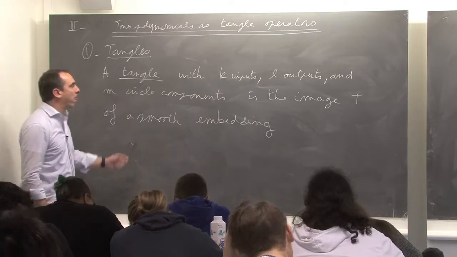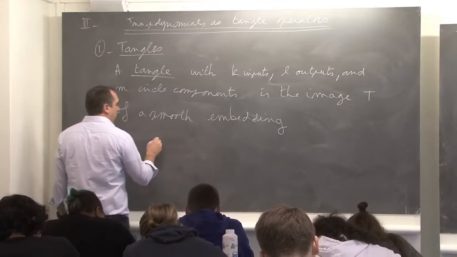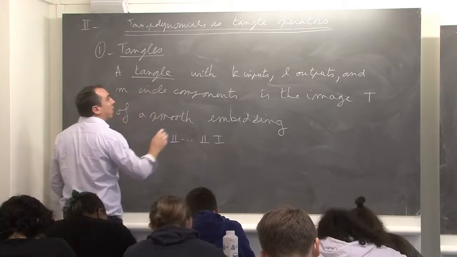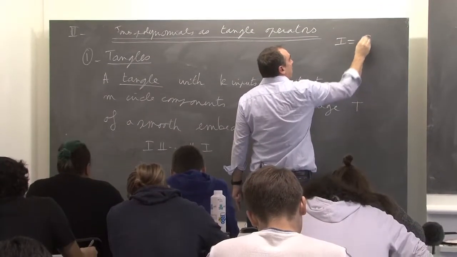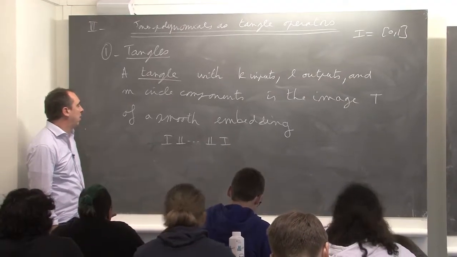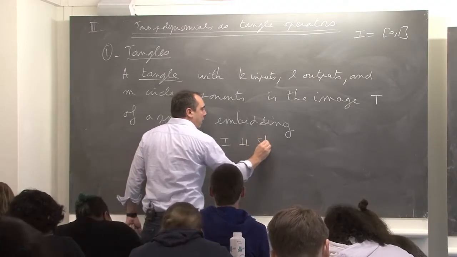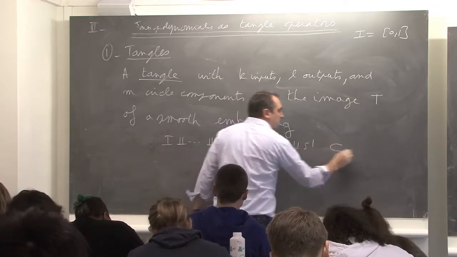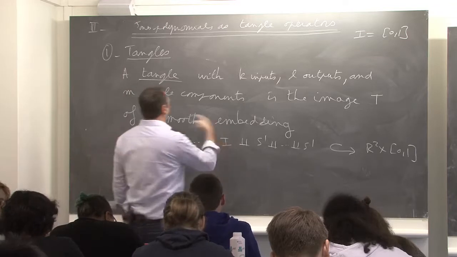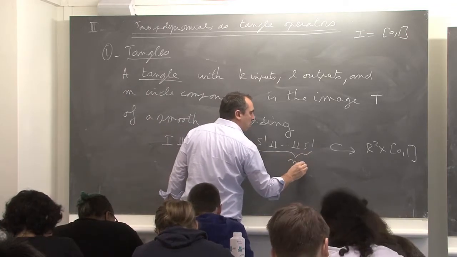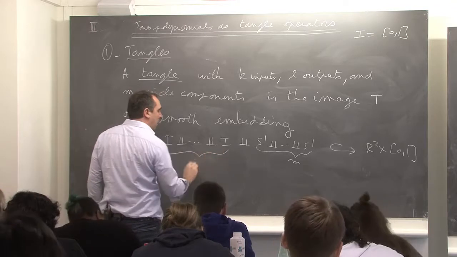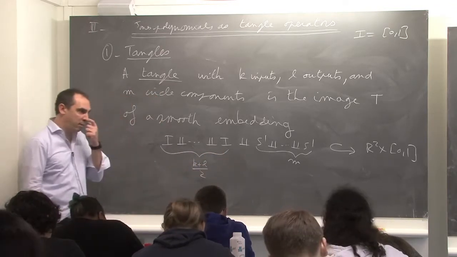So we want to embed some disjoint union of intervals. I will denote by I the closed interval [0,1]. So a disjoint union of a number of circles inside R^2 × [0,1]. Here we have m circle components, and the number of intervals is (k+l)/2. So k+l must be even.